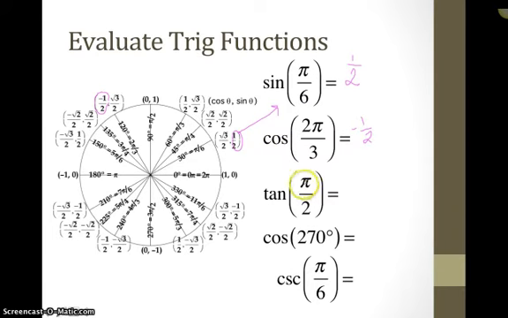Here I see tangent of pi over 2, so I'm going to come all the way up here. Pi over 2 is up here. Okay, I don't know what tangent is, but I know tangent is y divided by x, and so here I see y divided by x, 1 divided by 0, so I see that that is undefined. Okay. Down here I see cosine of 270 degrees, so 270 is right down here, the same as 3 pi over 2. Cosine is associated with the x value, so here I see that is 0.